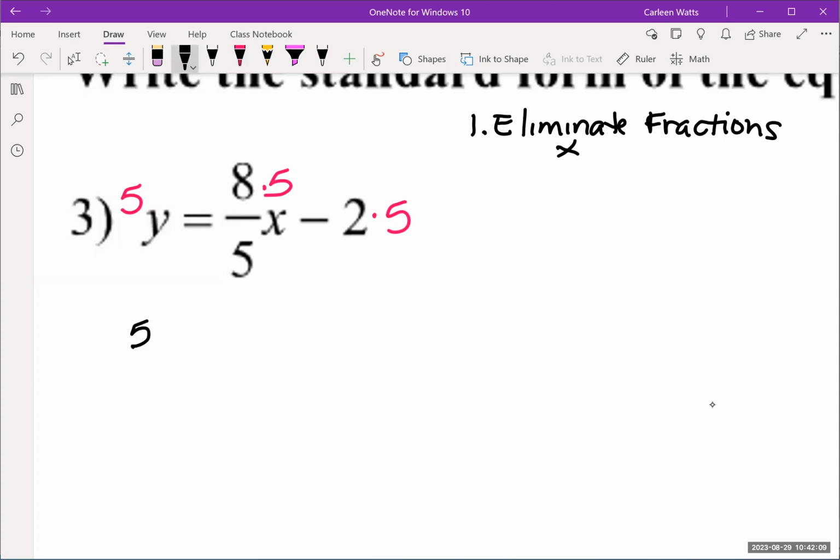Okay, so 5y. And I know this is negative 10. So far, so good. Now, what am I going to do here? Awesome. Okay, Zoomers, what happens when I have a 5 on top and a 5 on the bottom? Yeah, how about you guys? What's going to happen with the 5 on top and the 5 on the bottom?